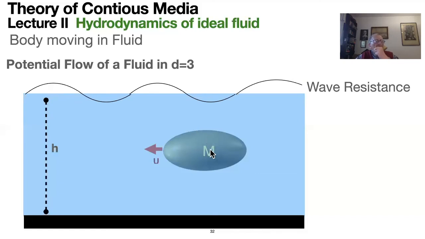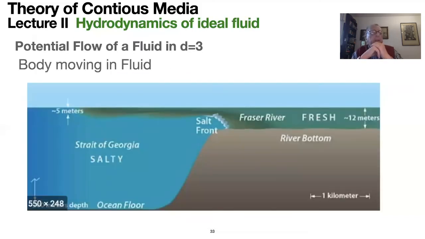If the body moves in the liquid and there is a free surface, it may cause ripples on the surface of the water. And the waves on the surface of the water propagate with a certain velocity. Those waves can carry the energy away to infinity, and they provide a certain element of dissipation to the problem. The phenomenon is called wave resistance.